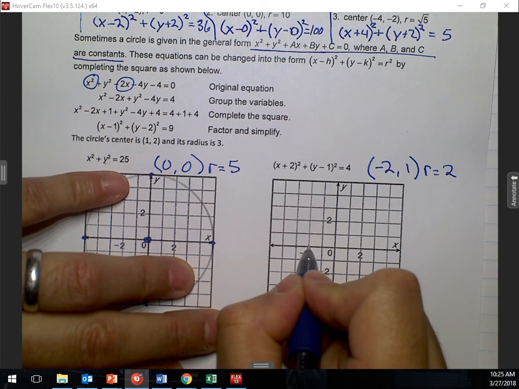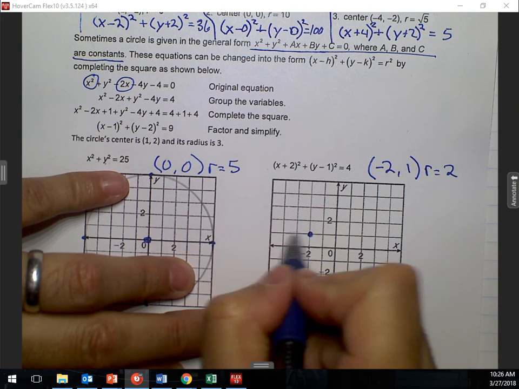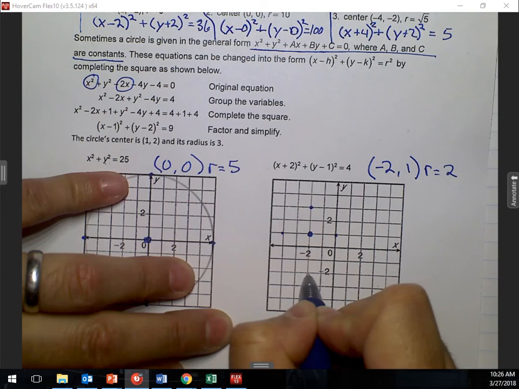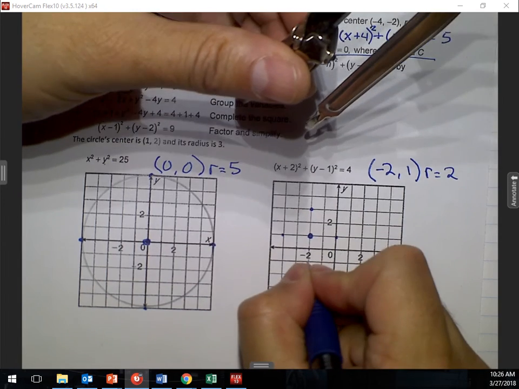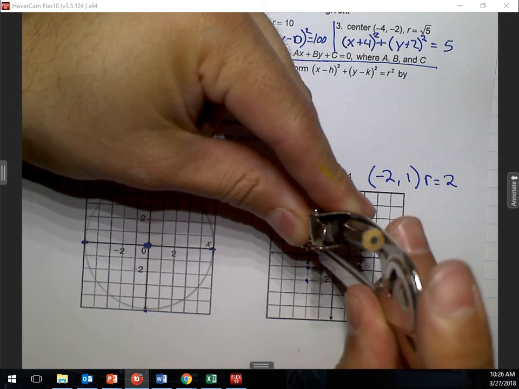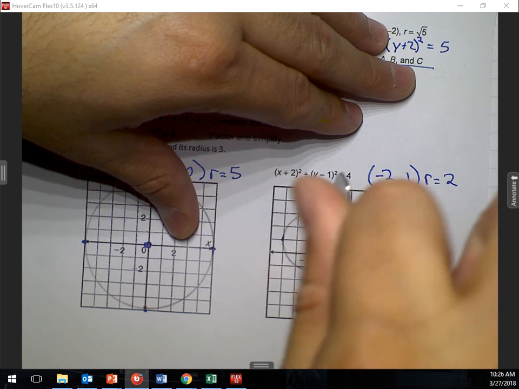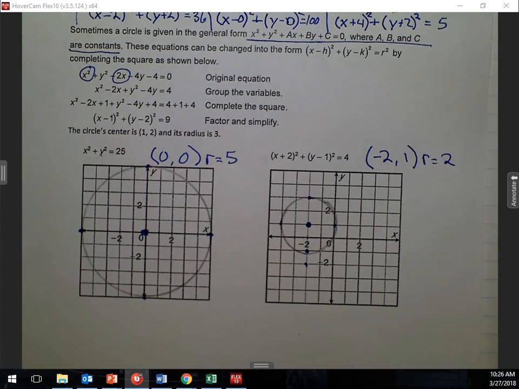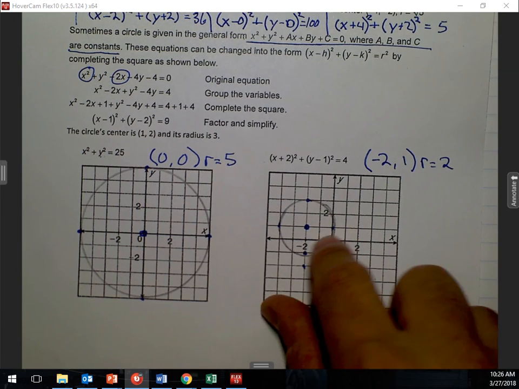So -2, up 1. There's my center. My radius is 2, so it goes over 2. Up 2. Right 2. And down 2. Did I go down too many there? Yes, I did. Close on that one. My radius is 2. My center is at -2, +1.